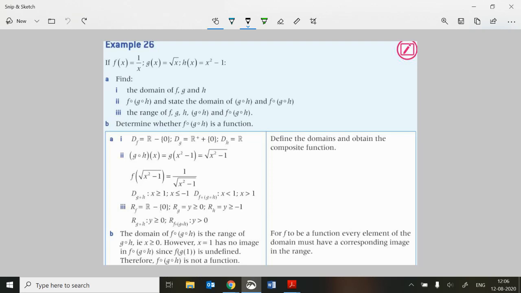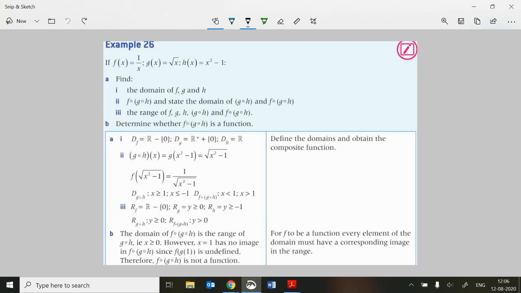Right, okay, so let's look at the domains of these things. Again, we're talking about natural domains, because they're not defining the domains here, so we're assuming natural domains. Well, it's easy to see that f of x can't include 0, can't divide by 0. g of x has to be all the non-negative numbers, and h of x can be anything you choose, and that's exactly what they're saying here.